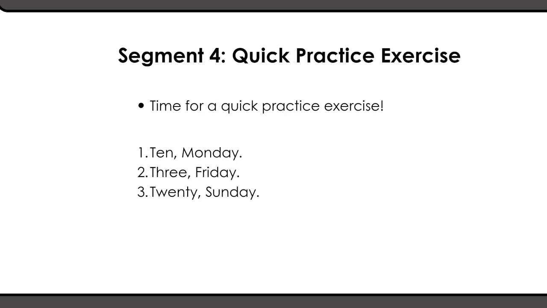Segment 4, quick practice exercise. Time for a quick practice exercise. I'll say a number and a day of the week and you'll repeat it back. For example, if I say 5 Wednesday, you'll say 5 Wednesday. Got it? Let's try. 10 Monday. 3 Friday. 20 Sunday. How did you do? Great work. Remember, practicing combinations like these will build your confidence in speaking English.